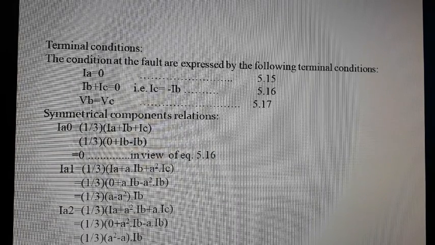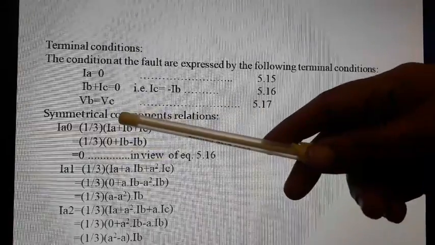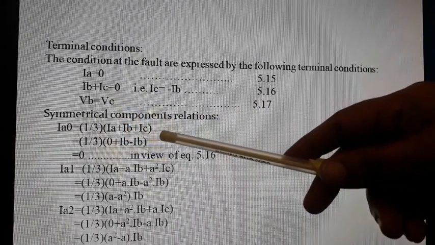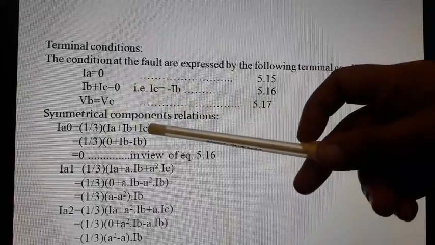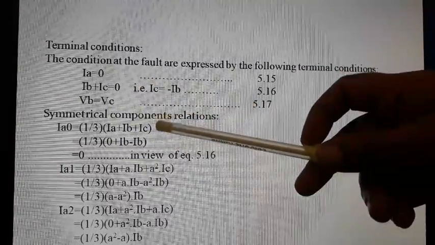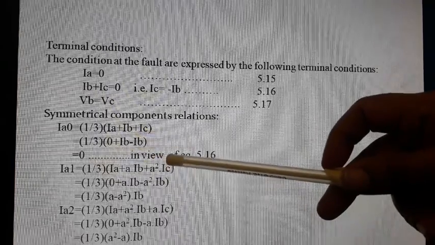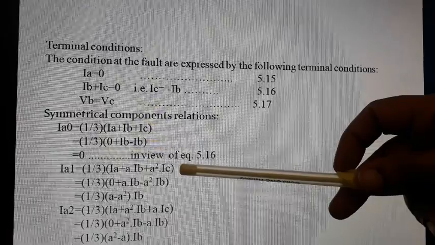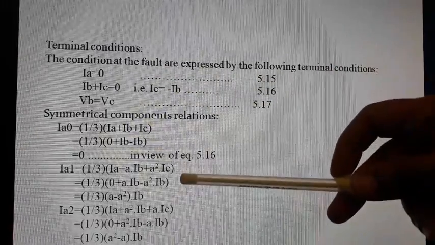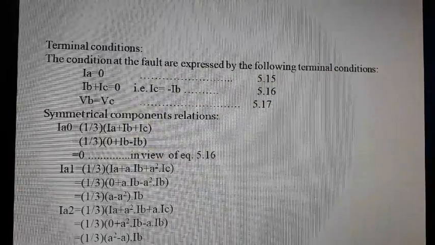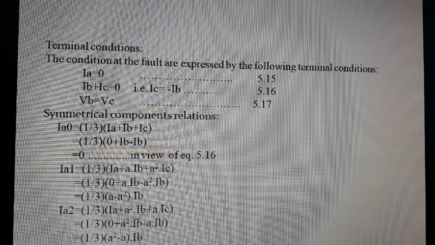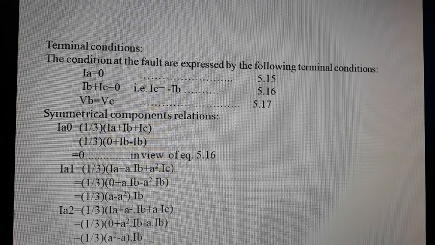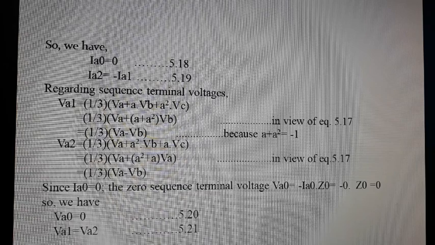Now again in a similar way we substitute in the symmetrical components of current. IA0 is 1 by 3 times IA plus IB plus IC. IA is 0, IB is equal to minus IC, or IC is equal to minus IB. Substituting that, we get IA0 is equal to 0, and IA1 is 1 by 3 times IA plus A IB plus A square IC. Substituting the values of IA, IB, IC, we get 1 by 3 times A minus A square times IB. Similarly IA2 can also be written. All the symmetrical components of currents can be found from the terminal conditions.